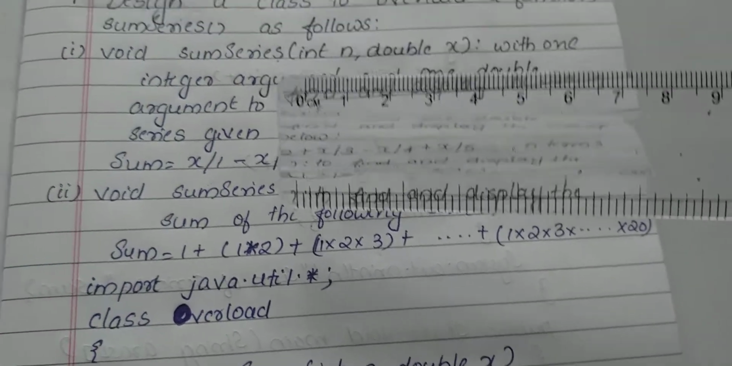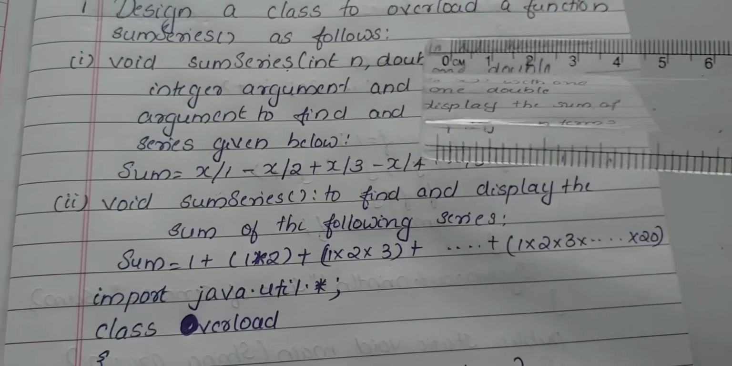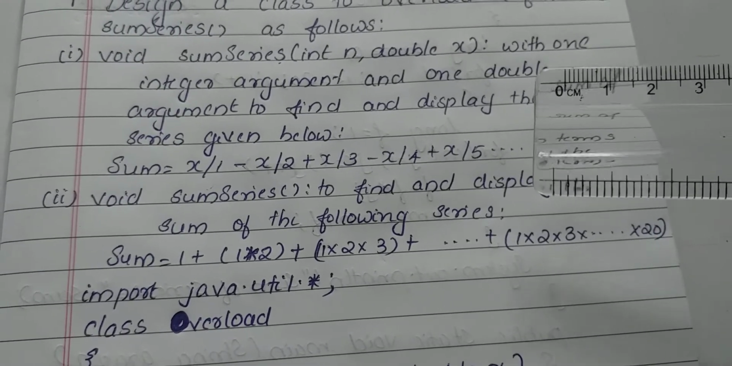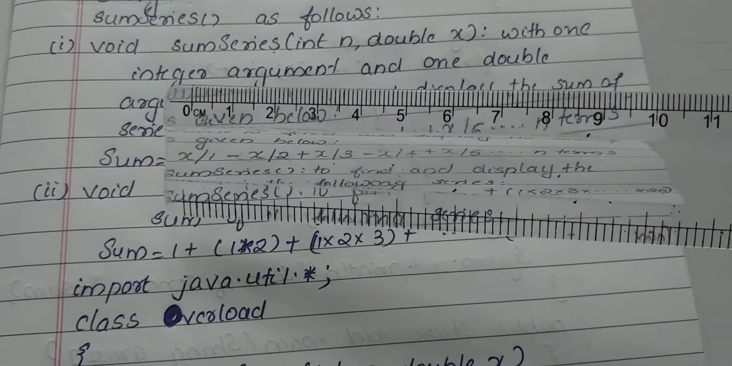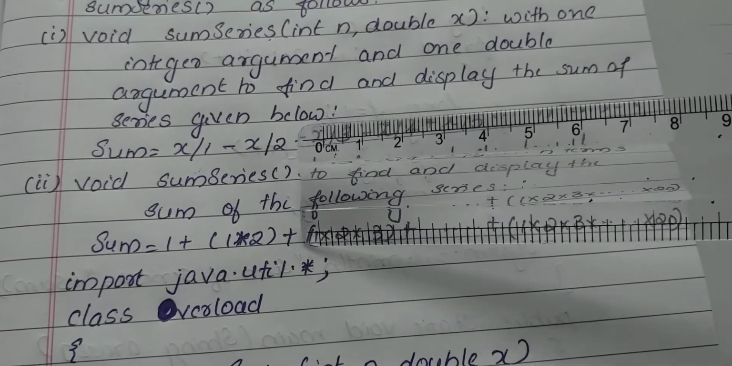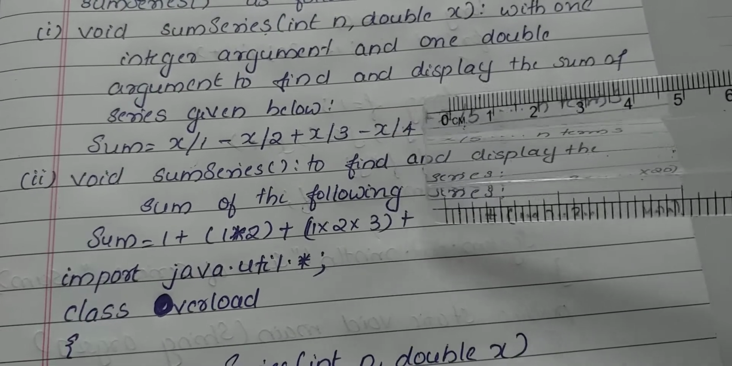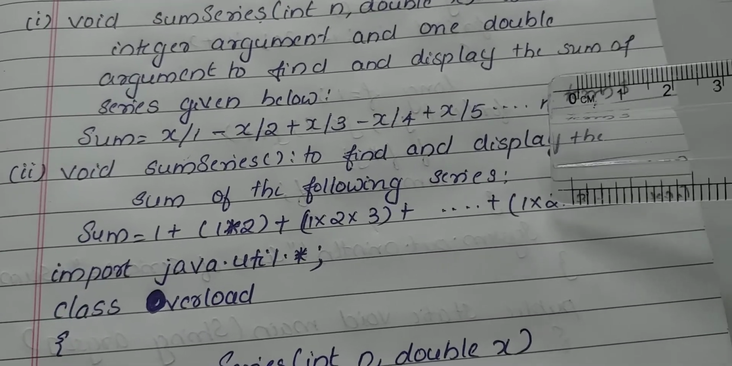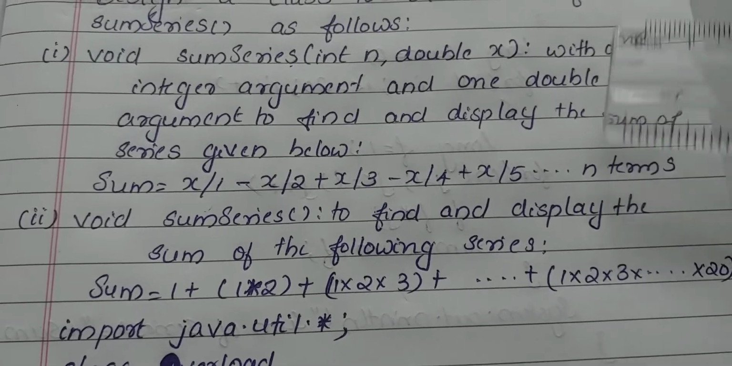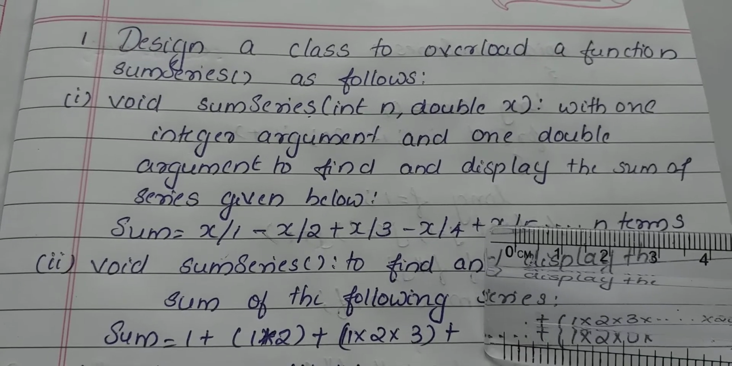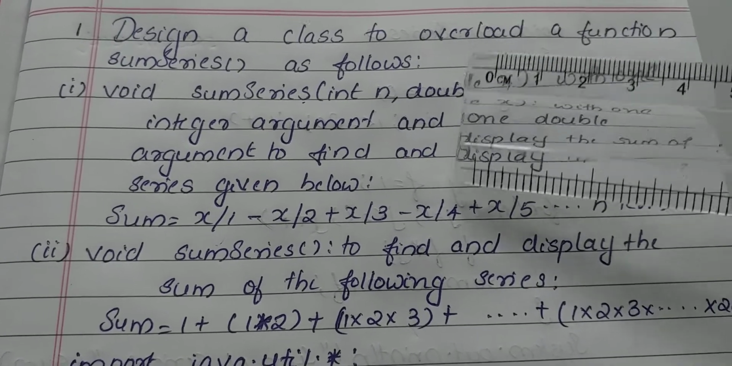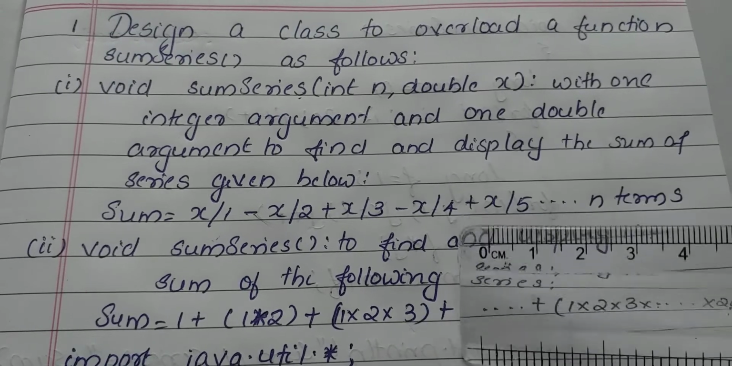This is the first function. Second function, void sum series, to find and display the sum of the following series. The series is sum equals 1 plus 1 into 2 plus 1 into 2 into 3 plus etc., up to 1 into 2 into 3 etc. up to 20. So this is the program. You want to write the code for this series.